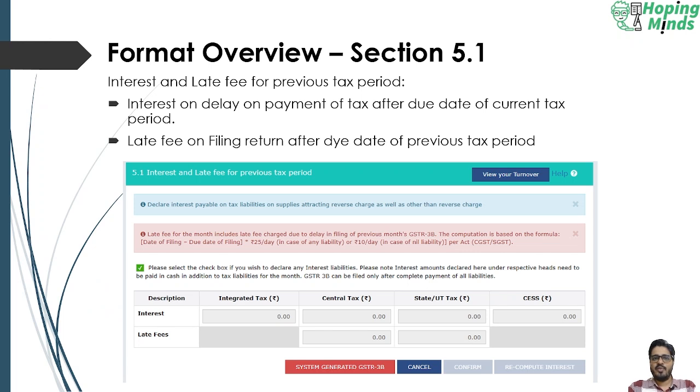Then section 5.1, this consists of interest and late fee of previous tax periods. The interest on late payment of taxes of the previous period is auto calculated by the system and auto populated in this section. Also, the late fee to be paid on the previous period filing of return belatedly is also auto calculated and auto populated in this section.